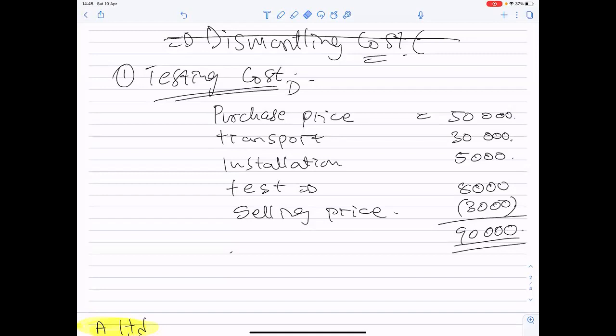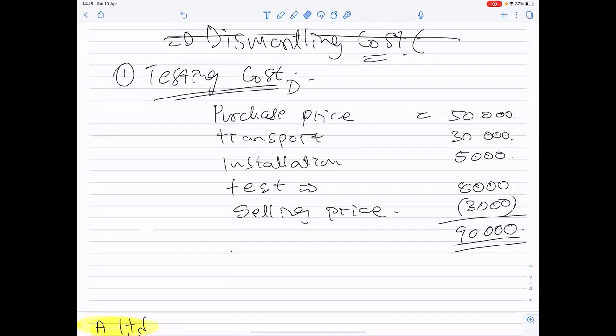Are we together? But there are other costs that the entity might incur that are not going to be included in the cost of the asset. For example, if you have your mtwimbi, where you are celebrating buying an asset, are we together? Those costs are not going to be included in the cost of the asset. Do we understand?